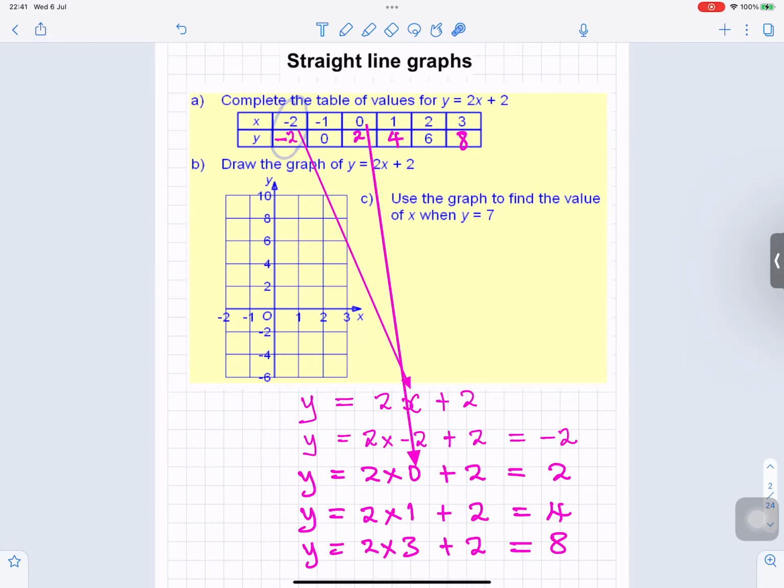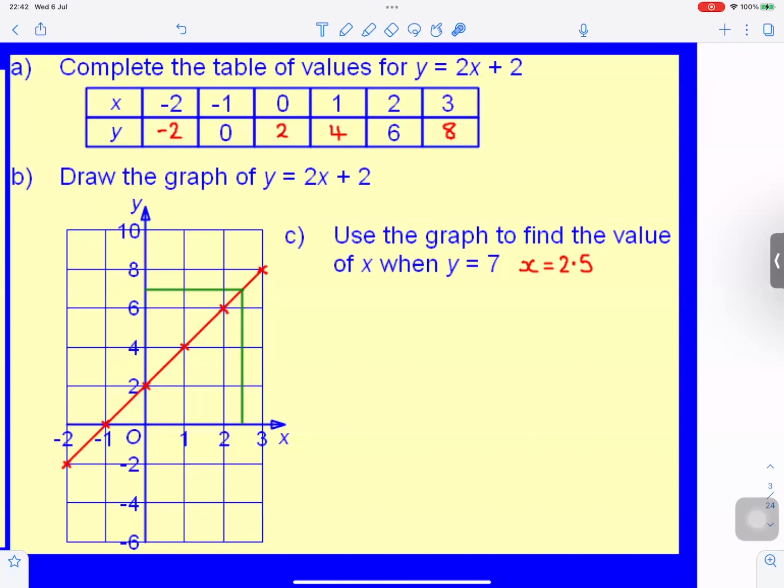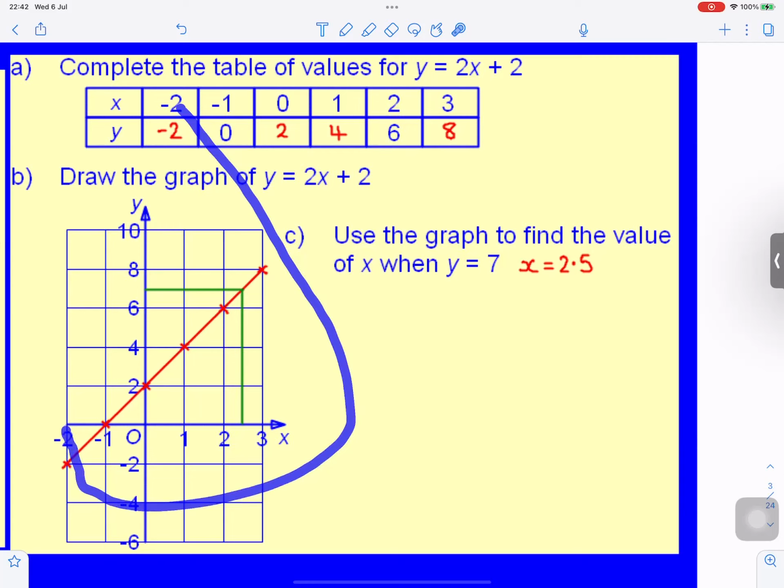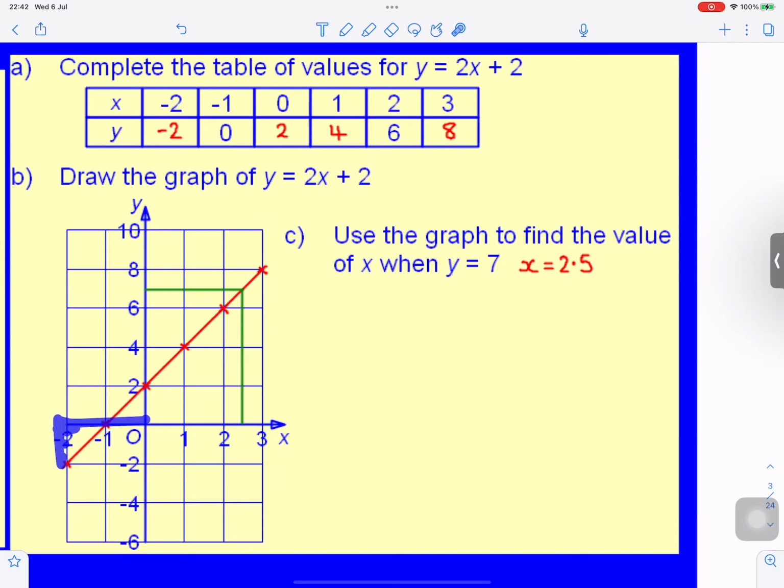So the points we're going to plot on the graph are (-2, -2), (-1, 0), (0, 2), (1, 4), (2, 6), and (3, 8). When you plot the graph, -2 for x and -2 for y is this point here. Then (-1, 0) is that point. (0, 2) is this point here. (1, 4), 1 to the right, 4 up, is this point.